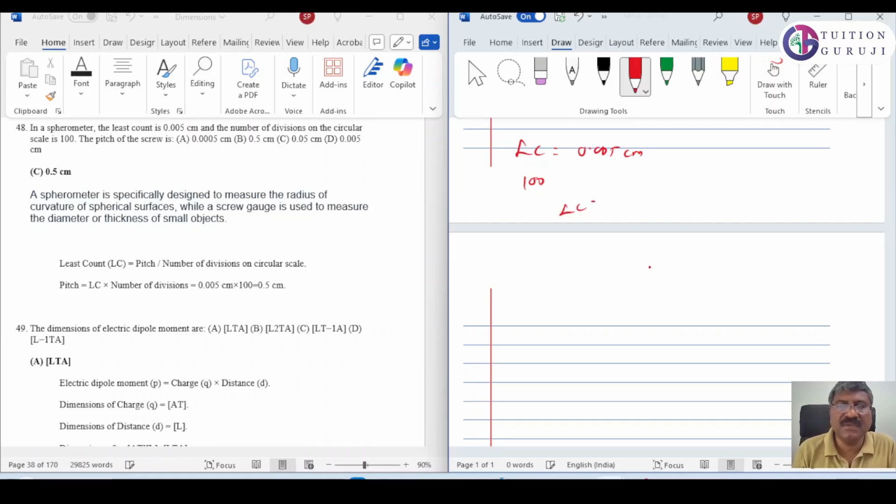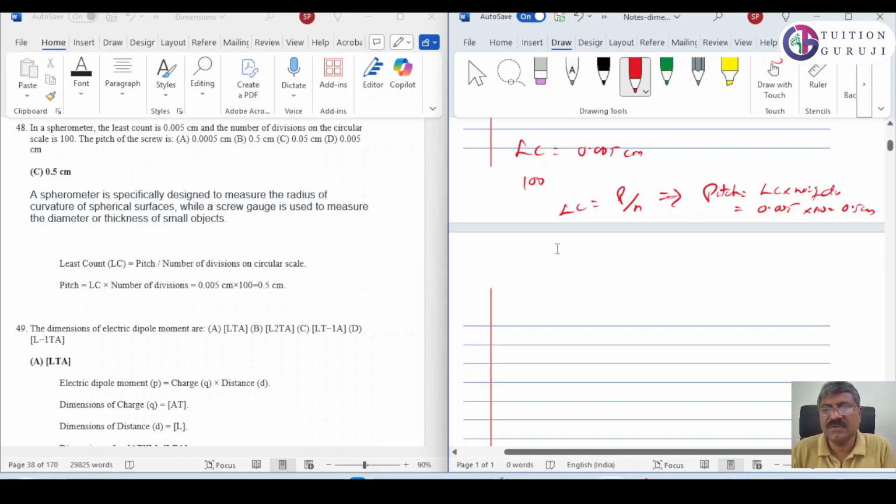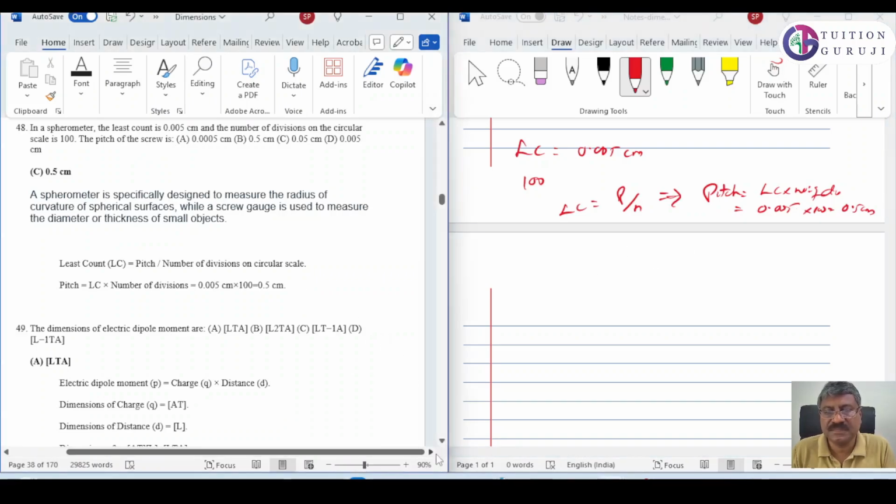So least count is equal to pitch divided by number of divisions. Therefore pitch is equal to least count into number of divisions. So least count is given as 0.005, number of divisions is 100, therefore the answer is 0.5 centimeter, which is the pitch. The pitch of the screw is 0.5 centimeter.